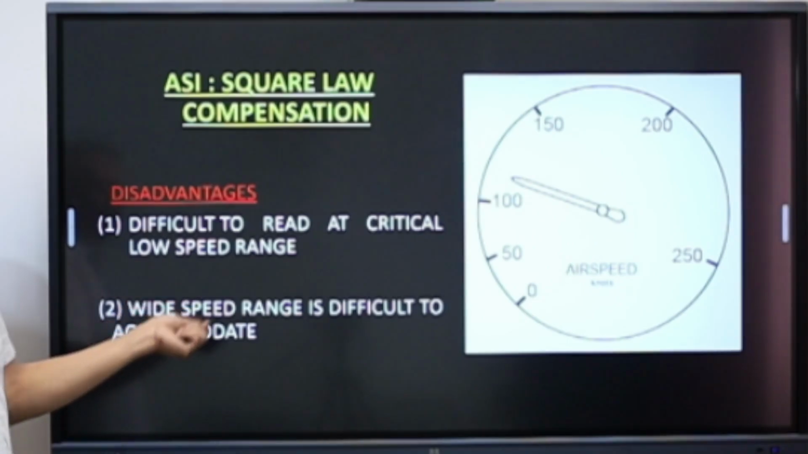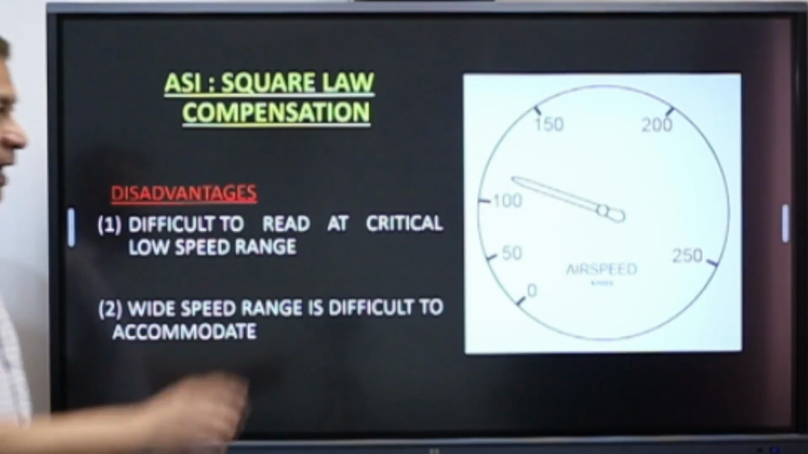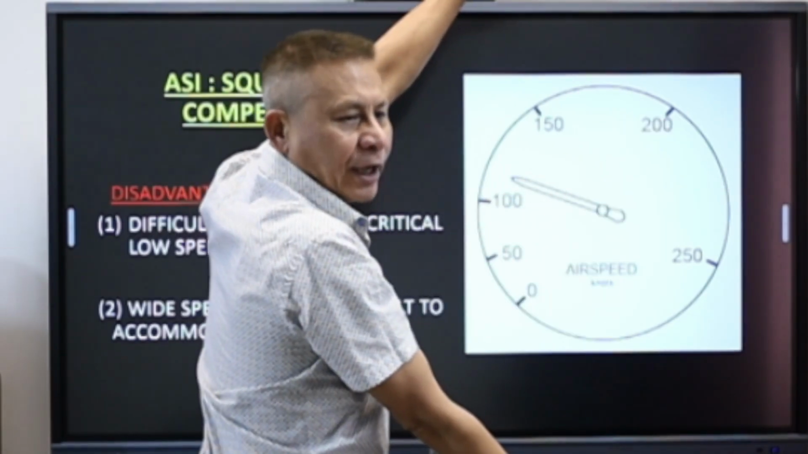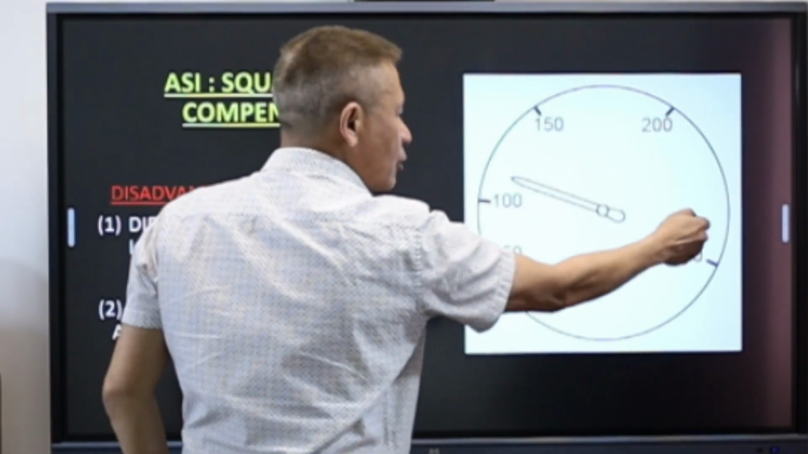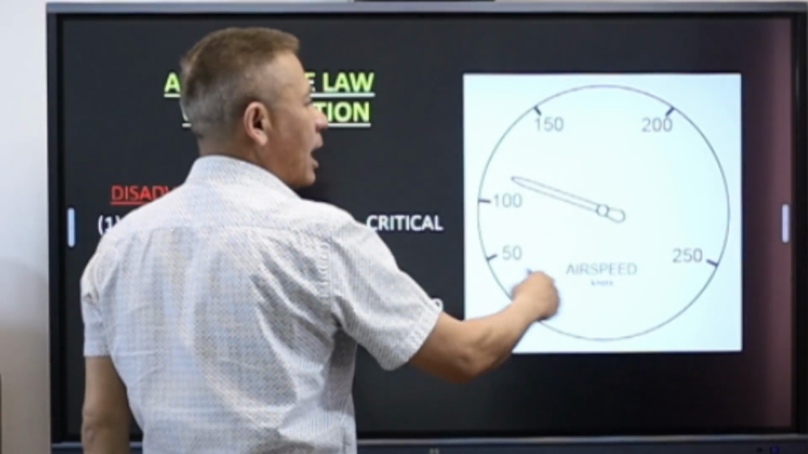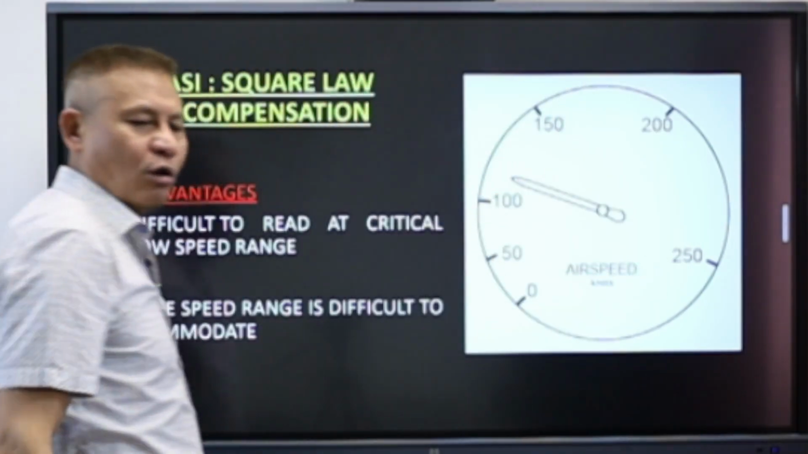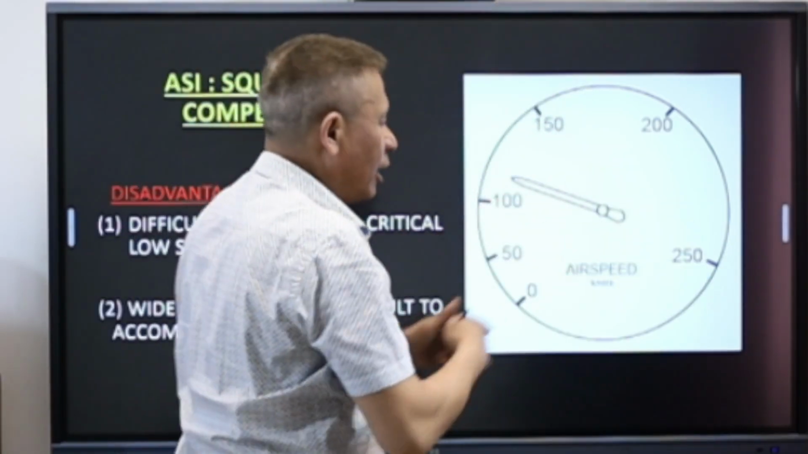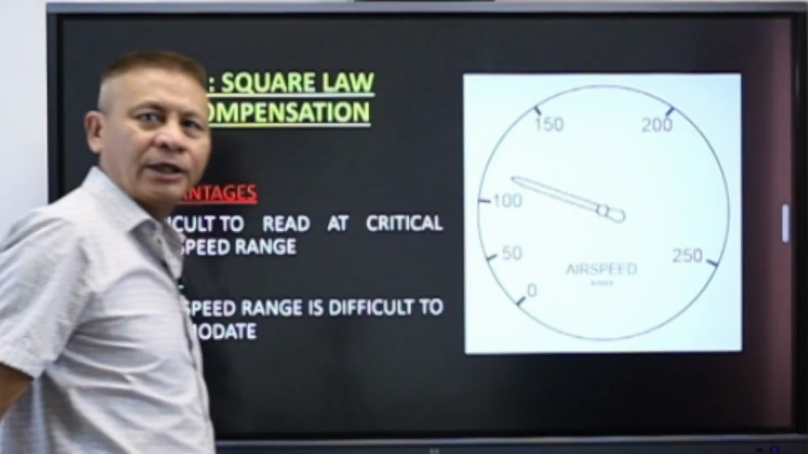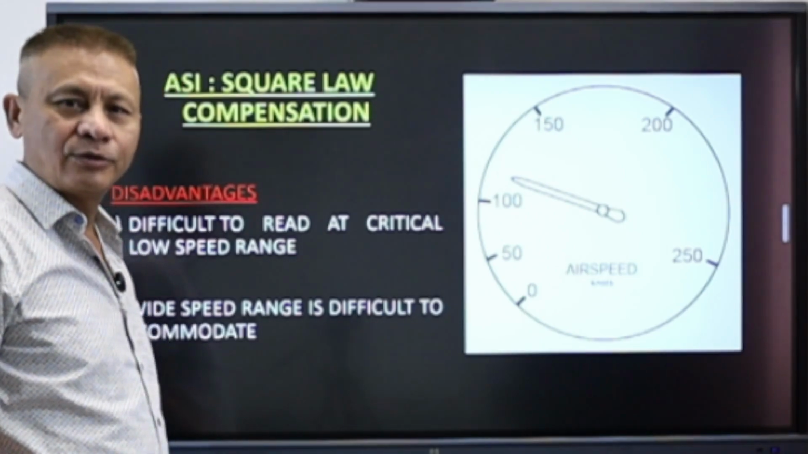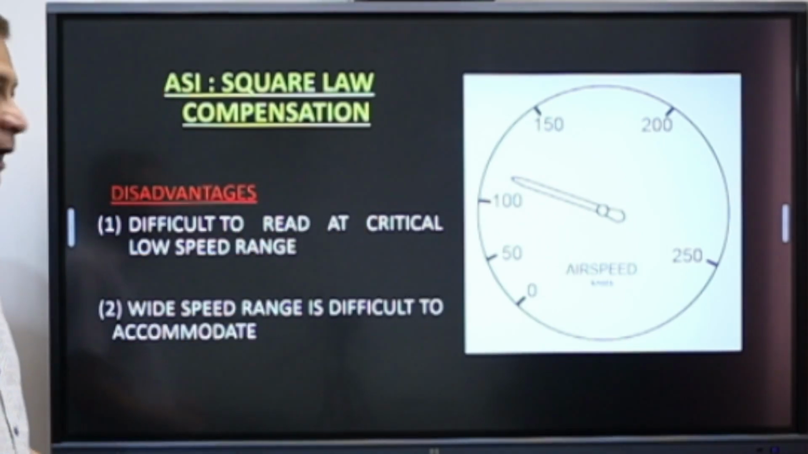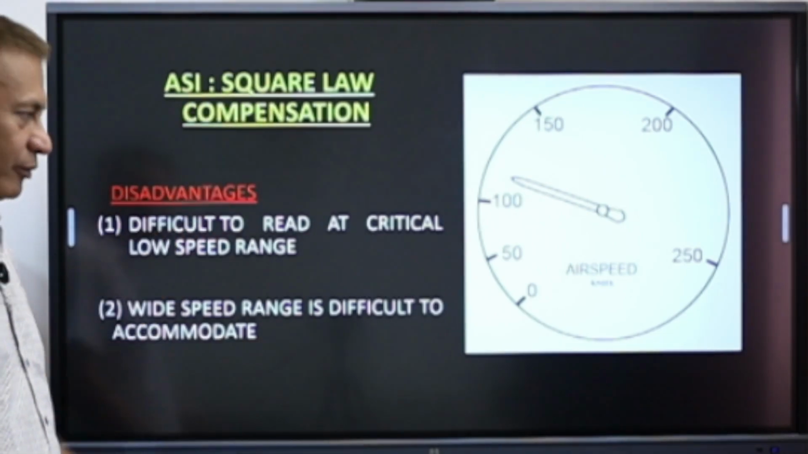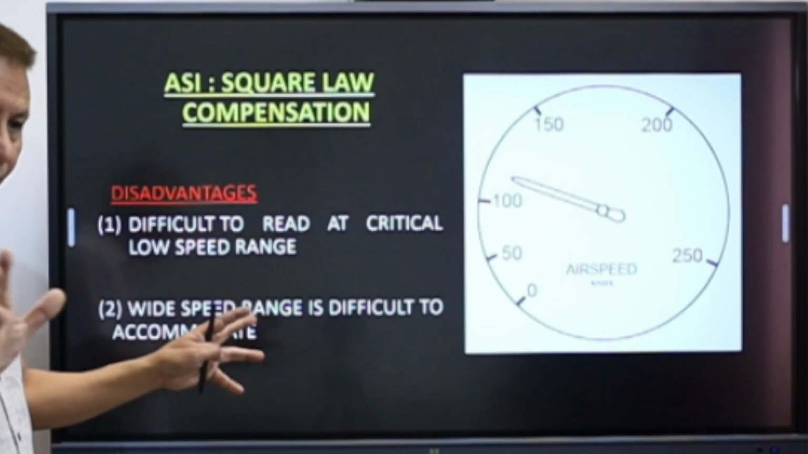A wide speed range is difficult to accommodate because as the speed increases, I'll have to keep expanding the gap between two particular numbers. So this particular instrument will be limited to a slower speed aircraft. As the aircraft speed is increasing, the gap has to increase so much that in one particular dial, I will not be able to fit the entire range of the aircraft speed. So that's the disadvantage of the simple calibration, which is what we call a square law compensation in this particular indication only.